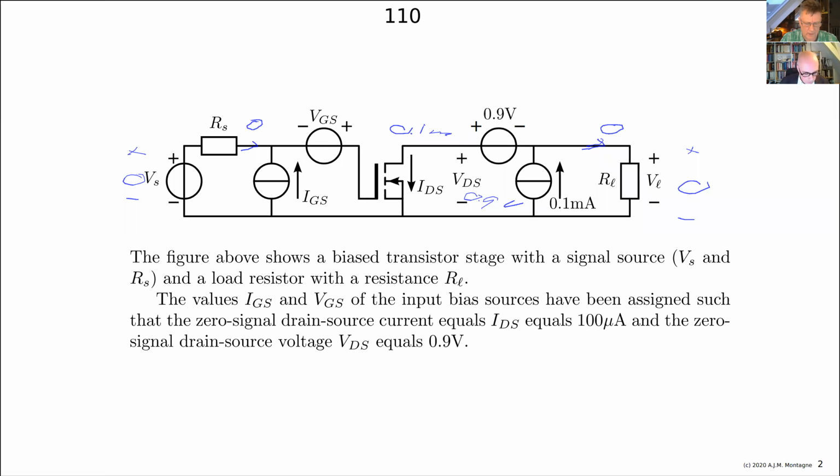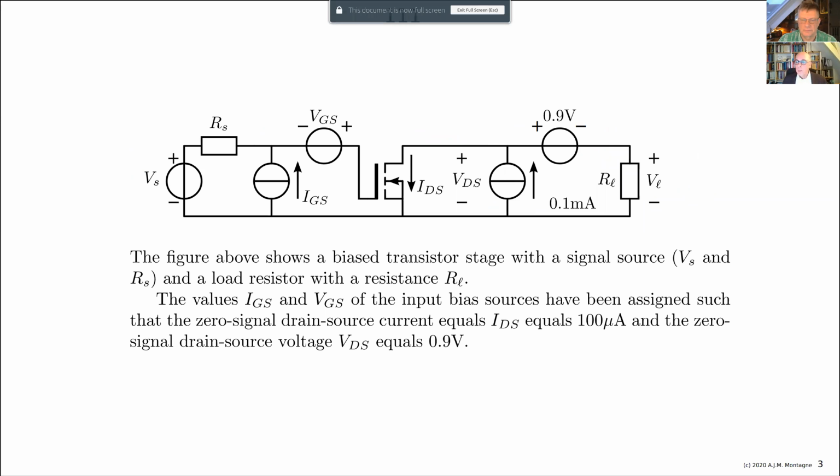Let's make it clean, because my handwriting is horrible, and go to the next one. So we have a little change in the figure, but again, the biasing is done in the same way as in the previous condition. And now we have another question: which sources are delivering power?